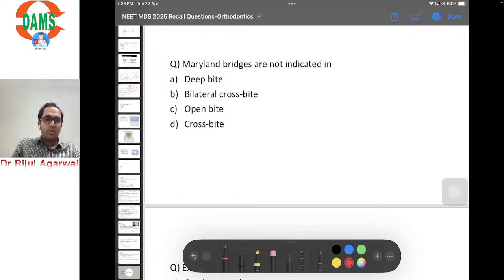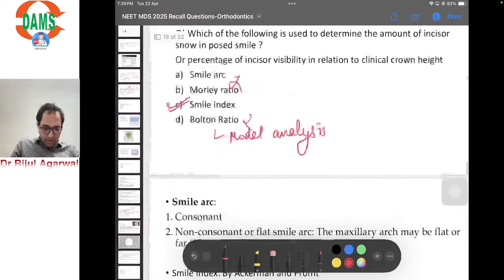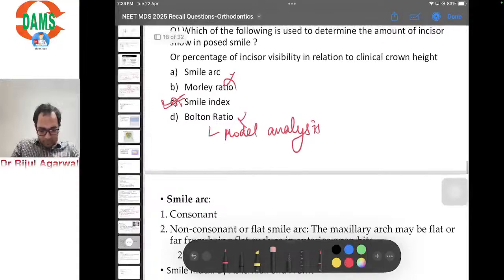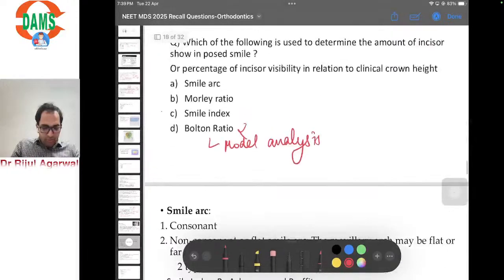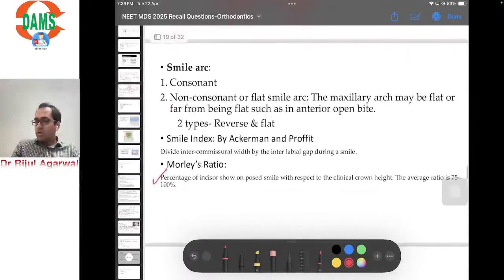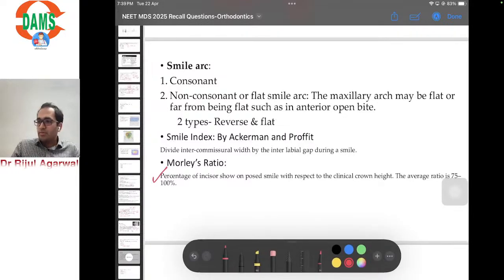Options are deep bite, bilateral cross bite, open bite, and cross bite. Okay, so Maryland bridges, as we all know from your prosto, are minimally invasive bridges, which are winged, with minimal invasive preparation, and they're given in the anterior region. If it is a cross bite, an open bite, or a simple single tooth cross bite, so why not? Sorry, the percentage of incisors show answer is Morley's ratio only, my mistake.